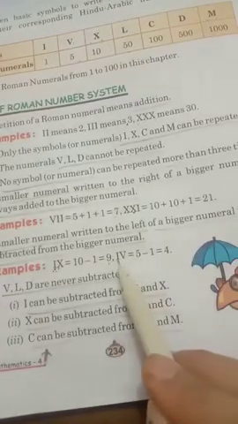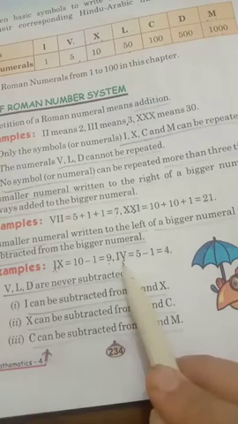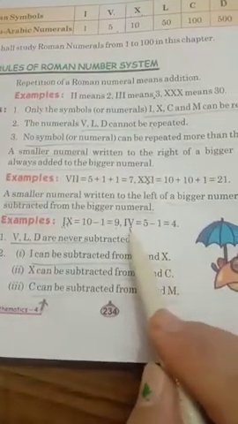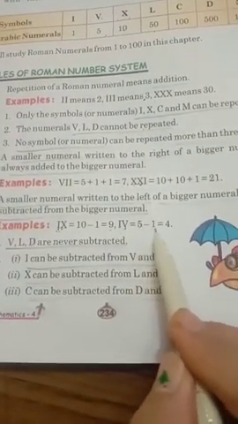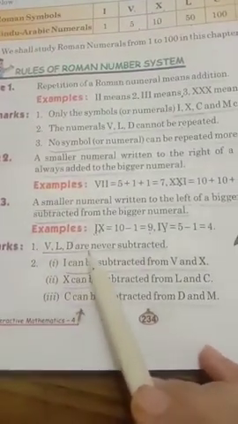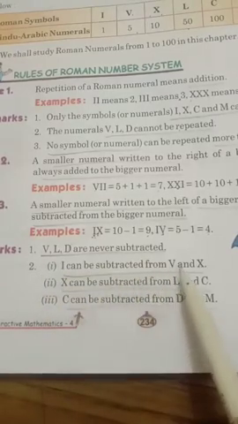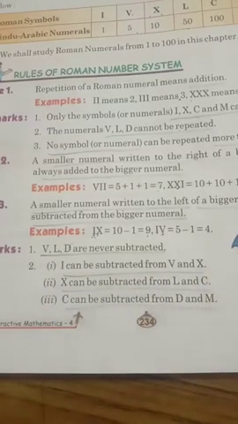Now 4, IV. V is the bigger numeral. I is the smaller numeral. We have written I on the left side of the bigger numeral, so I is subtracted from V. 5 minus 1, it is 4. Remarks. V, L and D are never subtracted. Second, I can be subtracted from V and X.